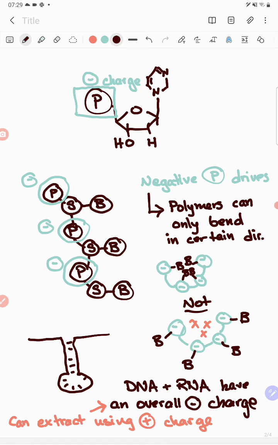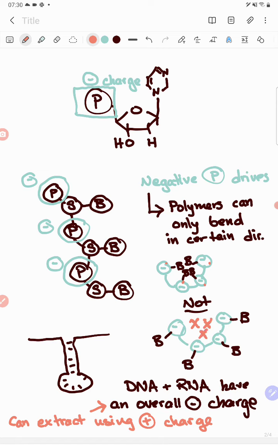But then the negative phosphate actually drives a lot of things with DNA, just in terms of its overall structure, because technically as a chain, it's relatively flexible, but it can't actually bend in all ways. Polymers that have negative charge can only bend in certain directions, because if you were to bend this where you have your phosphate groups on the outside, so these would be our little phosphate groups all on the outside, that's great because the negative charges are all kept away from each other. However, if you were to bend with the bases facing outward and the phosphate groups facing inward, that would not be so good because the phosphate groups would be interacting with each other, and that is not so happiness-inducing.